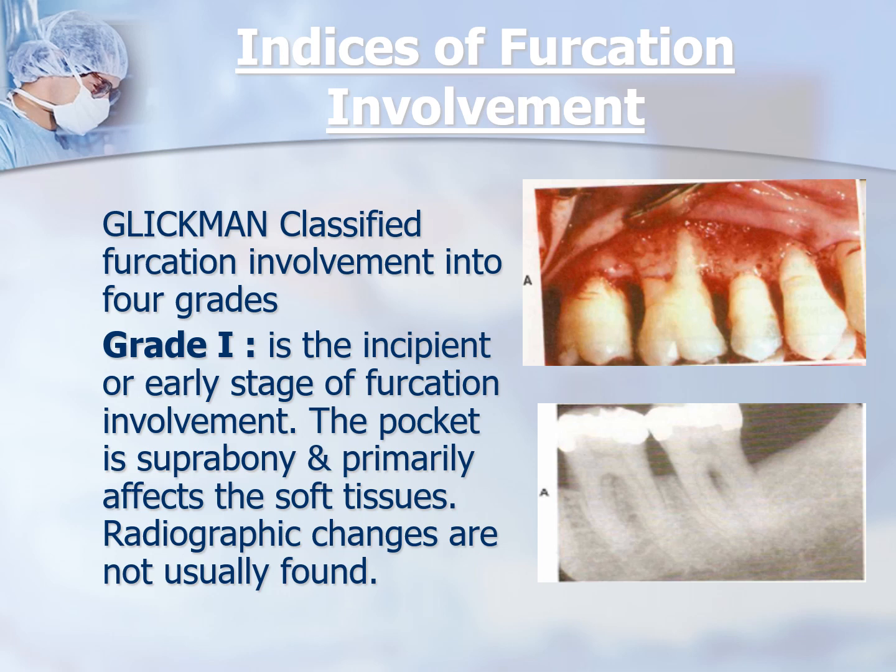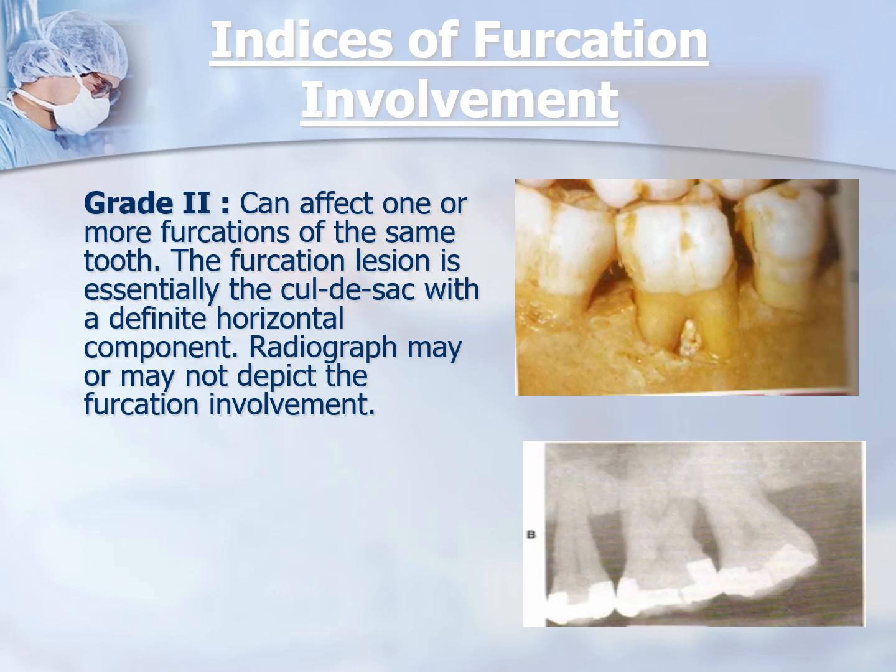The pocket here is suprabony. It is clinically not visible. Radiographically, it is definitely not visible. Grade 2 is partial penetration of the probe into the furcation area. The gingiva remains intact. The probe partially penetrates. This type of lesion is known as a cul-de-sac.